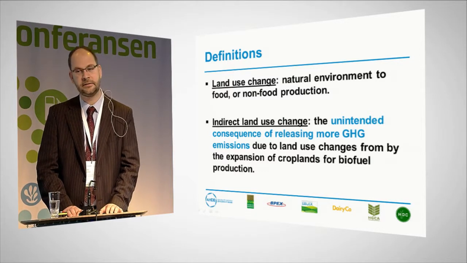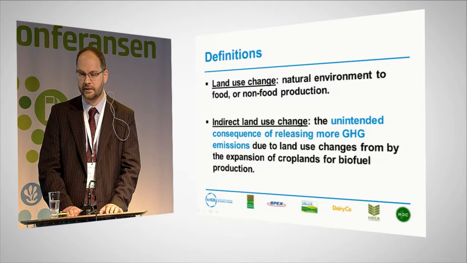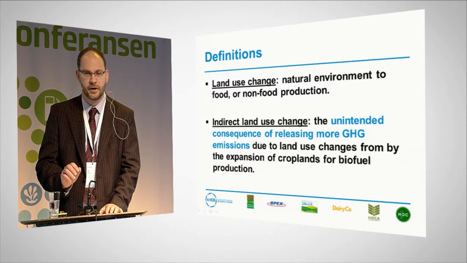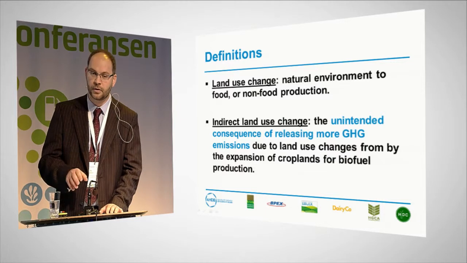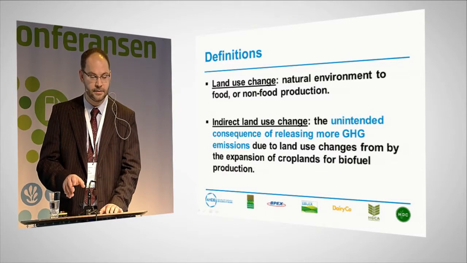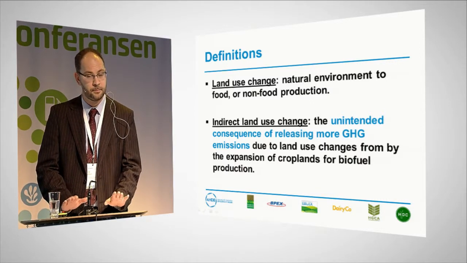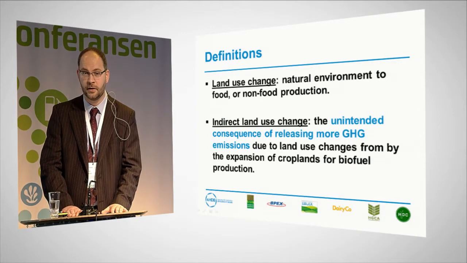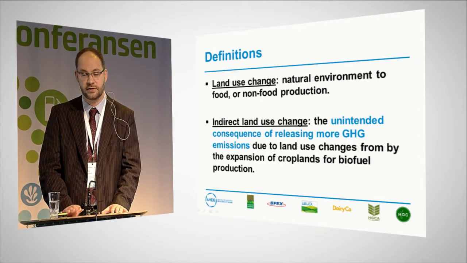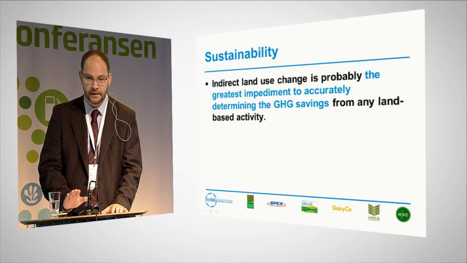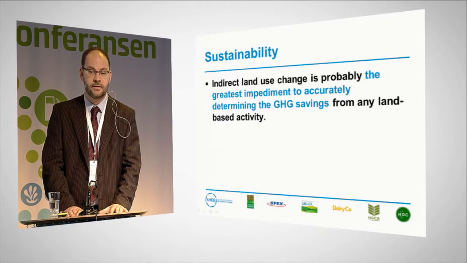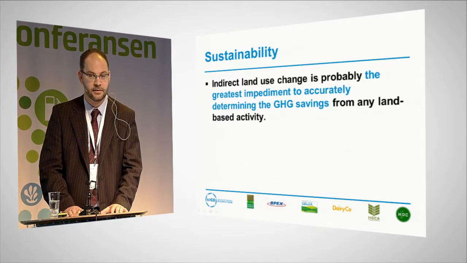Indirect land use change is slightly trickier. This is the knock-on effect. This is the theoretical unintended consequence of releasing more carbon, more greenhouse gases than intended, due to the expansion, predominantly of croplands and biomass, the bioeconomy, largely driven by the demand to see reduced greenhouse gas emissions. So that unintended consequence, indirect land use change, is really rather important. And it probably presents the greatest impediment to accurately calculating the GHG emissions of any land use.